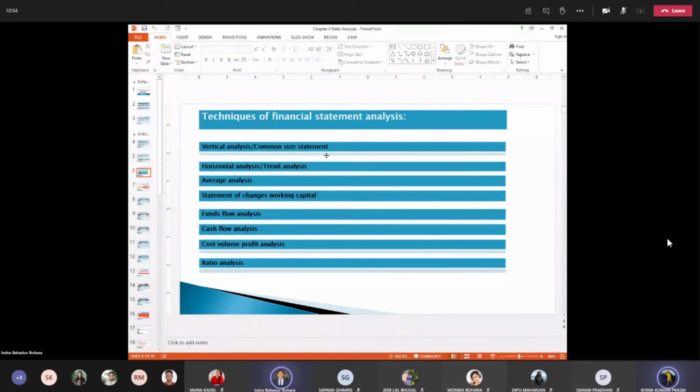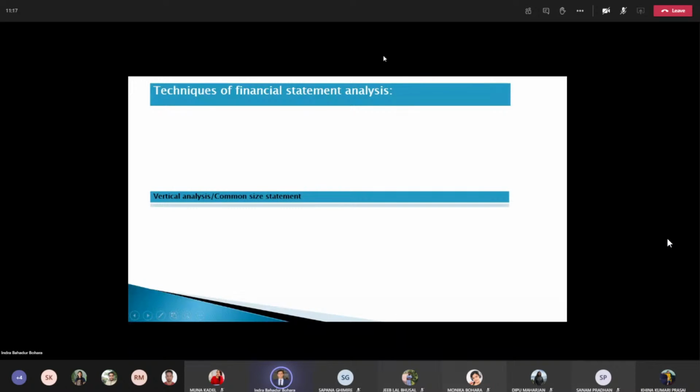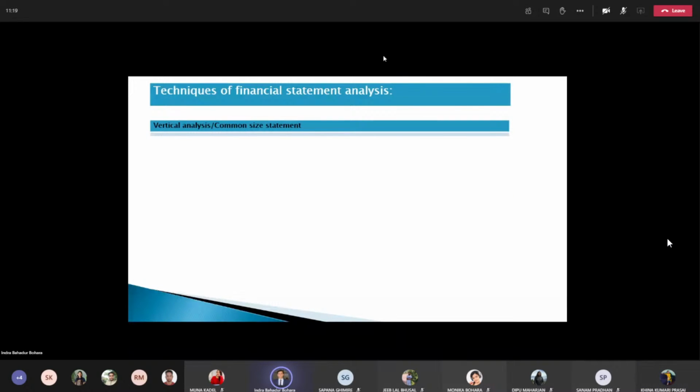Okay, in the previous class we were discussing financial statement analysis and different tools of financial statement analysis. There we discussed the meaning, objective or importance, and limitations of financial statement analysis. Now, techniques of financial statement analysis. There are different techniques used for the analysis of financial statements.